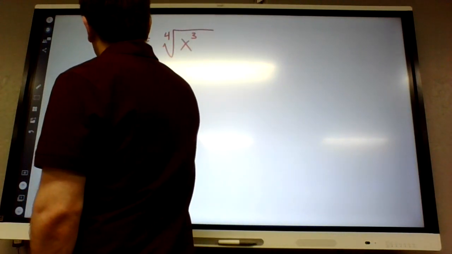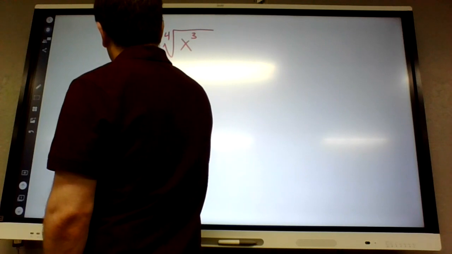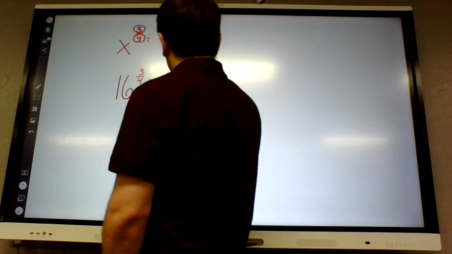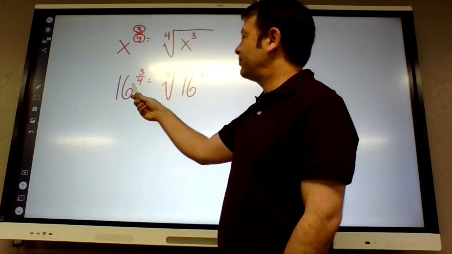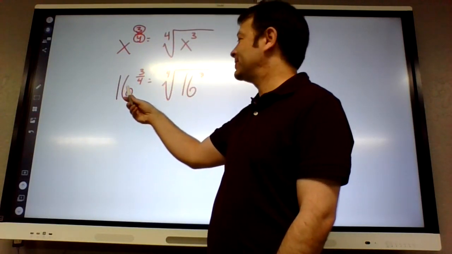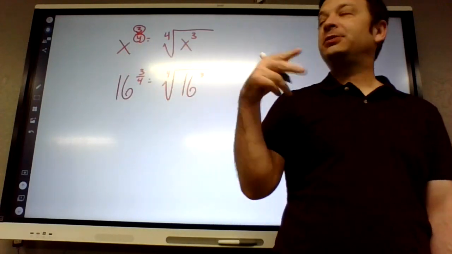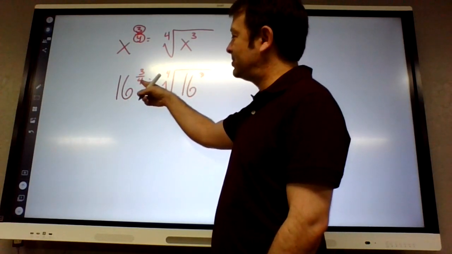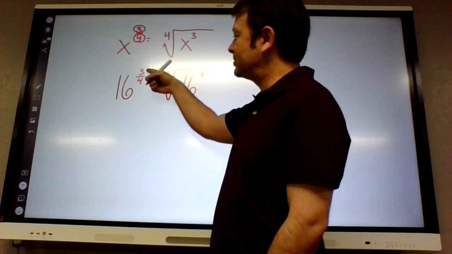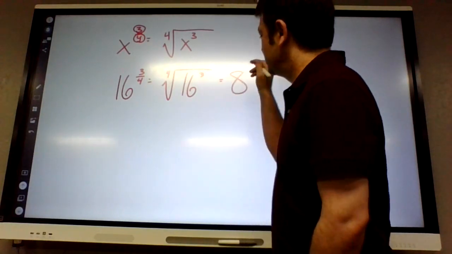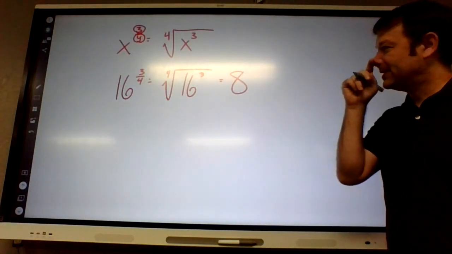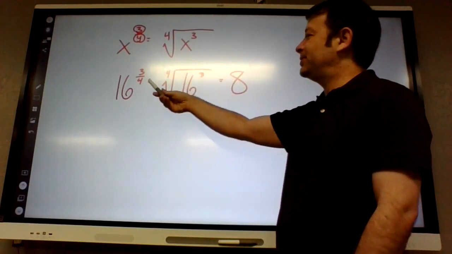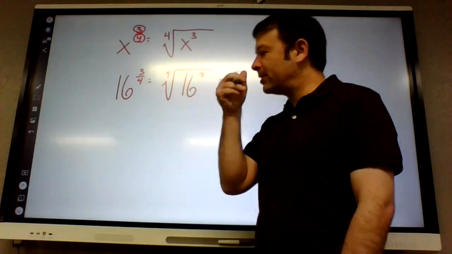So if I had 16 to the 3/4 power, for example, you actually can do the 4th root first. You guys know what the 4th root of 16 would be? 2, because 2 times 2 times 2 times 2 is 16. So the 4th root of 16 is 2, and 2 cubed is 8. You could do this on a calculator, but with the letters, you can't really do it.